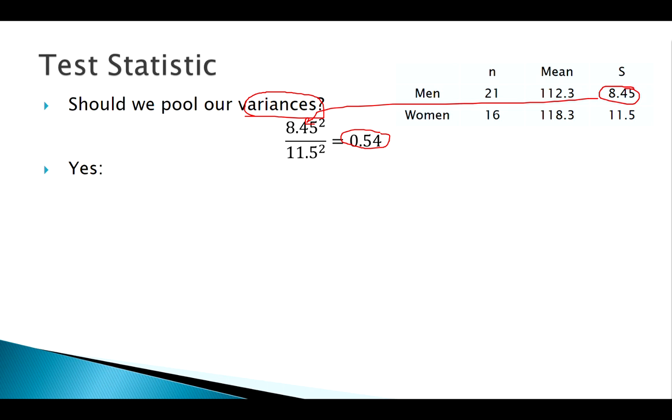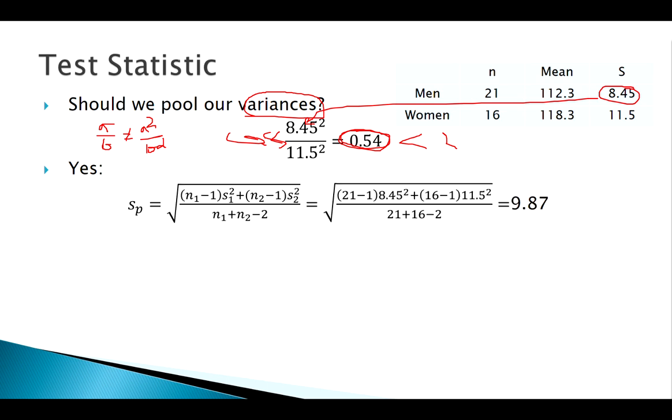Now, it may not seem like a big deal, but that can make a difference. Just in general, the ratio of A to B is not the same as the ratio of A squared to B squared. So we do have to make sure we square those to get the right ratio. My ratio is 0.54, close to 0.5, but bigger than 0.5, so it's between 0.5 and 2. Using those rudimentary guidelines, it's less than 2 but greater than 0.5. Let's assume these variances are close enough to be equal, so we should pool.